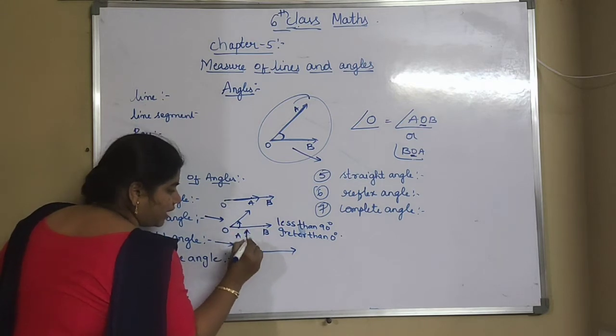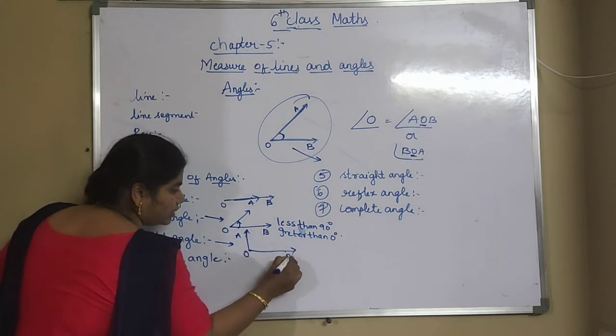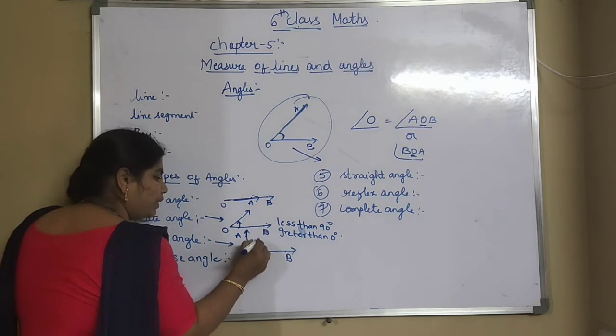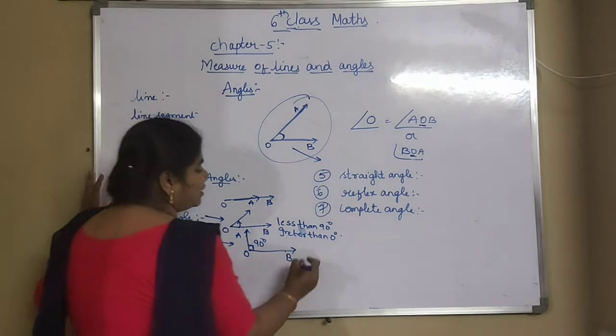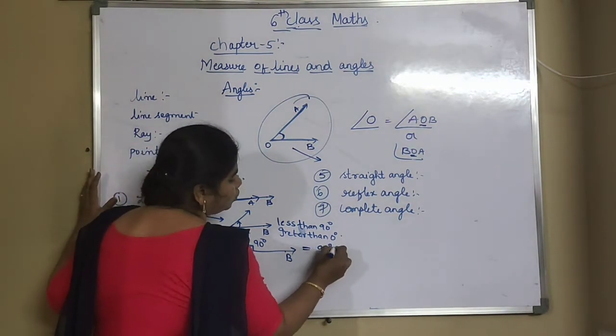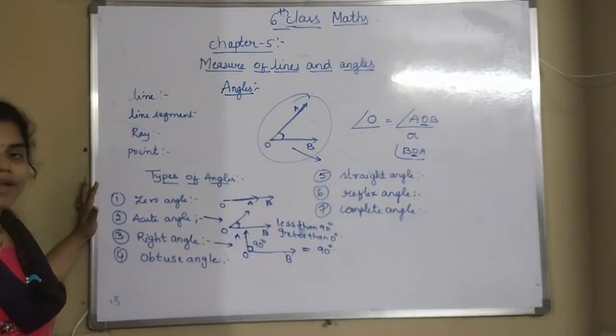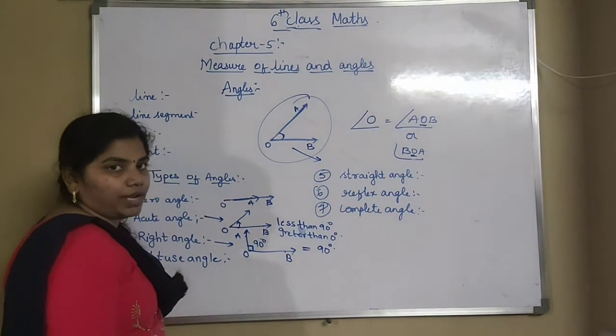Here it is A, here it is O, here it is B. So here it is forming 90 degrees. So what do you mean by right angle? Right angle is nothing but that will be equal to 90 degrees. If it is 90 degrees, we will call it a right angle.